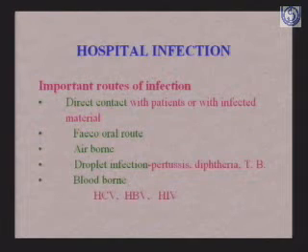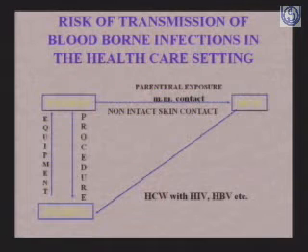The important routes of infection are as follows: direct contact, especially with patients or with infected material. It could be the fecal-oral route, airborne transmission, or droplet infection as in coughing or sneezing, and by bloodborne route. Here again the HIV, hepatitis B and C viruses are spread in this manner.